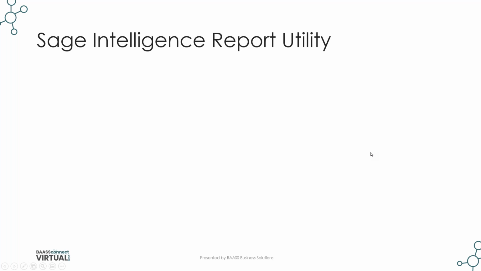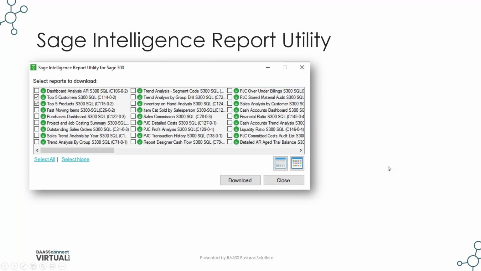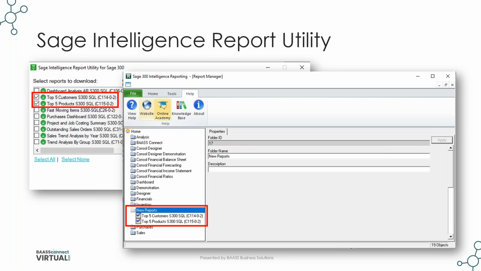The last thing I'd like to mention quickly today is, if you haven't known this already, Sage Intelligence has this report utility application, which has a list of free reports we can download. By selecting the ones we want and clicking on the download button, the new report will be automatically imported into our report manager. There will be new reports added in the report utility on a regular basis. So this would be a good place to check if you're looking to design some new reports.